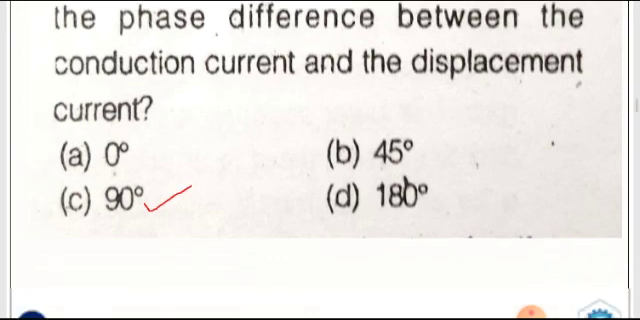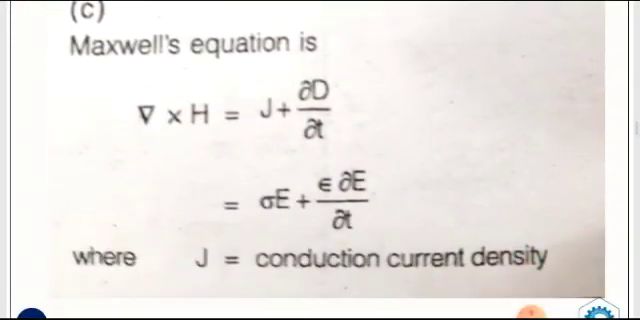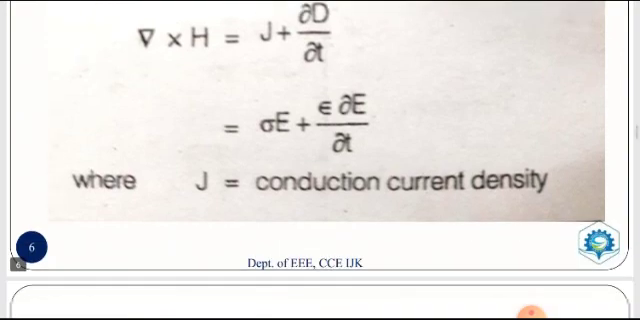But using the equation also we can prove this. Let us take Maxwell's equation. Del cross H is equal to J plus dou D by dou t, where J is the conduction current density and dou D by dou t is the displacement current density. The total current density is J plus dou D by dou t, that is conduction current density plus displacement current density. Now J is equal to sigma E, and D is epsilon E, therefore epsilon into dou E by dou t.